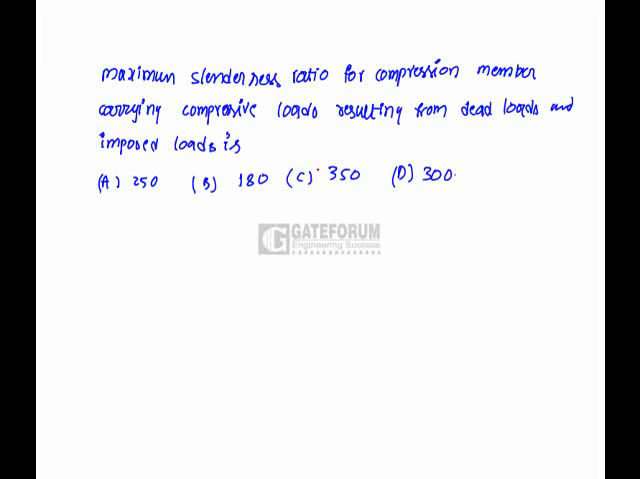Here the question is a general question. The maximum slenderness ratio of compression members carrying compressive loads resulting from dead loads and imposed loads has to be 180. From the code we can say it. So option B is correct.